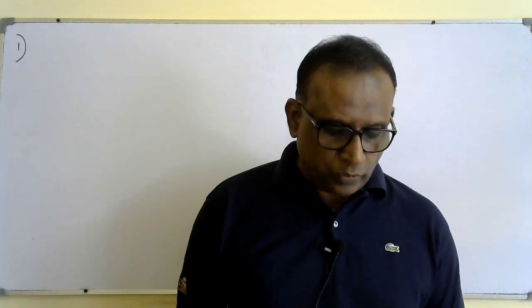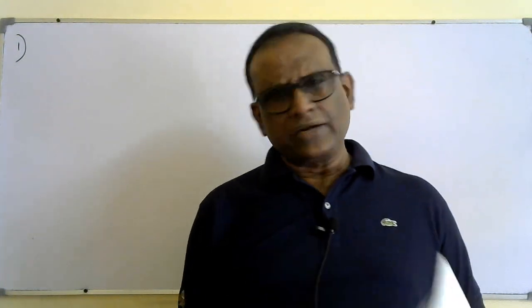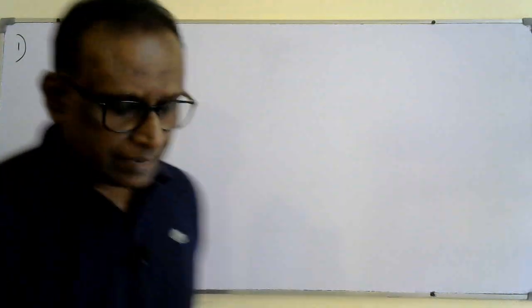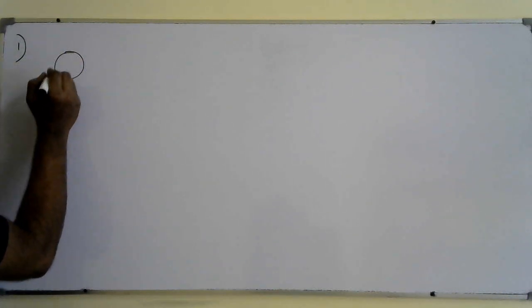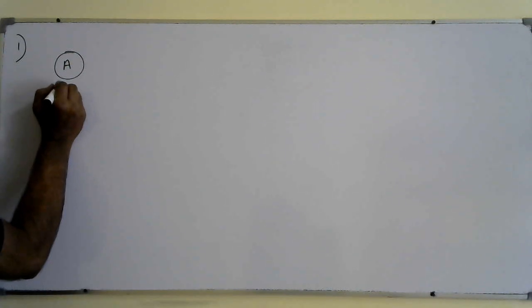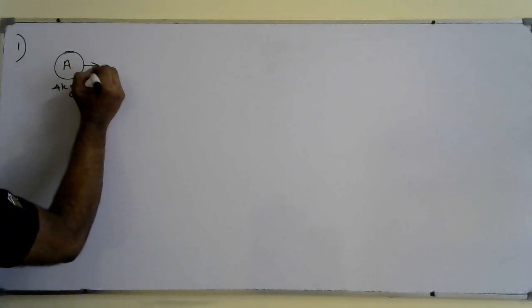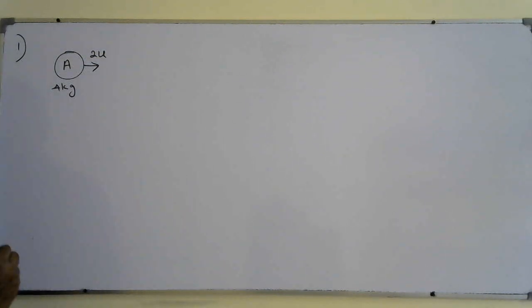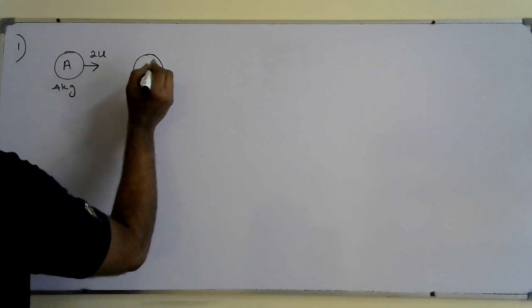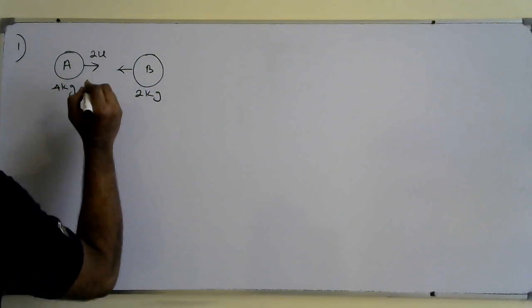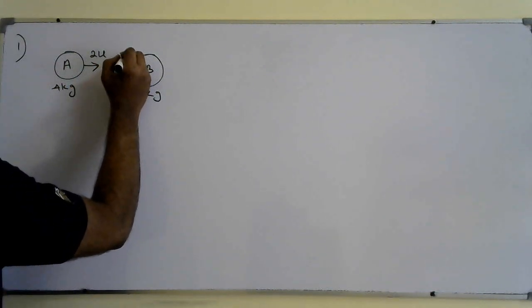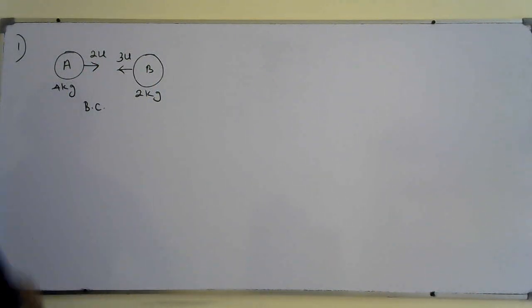I take A moving towards right and B moving towards left. If you want, you can draw the other way. There is no specific direction, I am just taking this. So this is A, which has mass 4 kilograms, moving towards right at a speed of 2u, and B is moving towards left, which has mass 2 kilograms at a velocity of 3u. This is before collision.